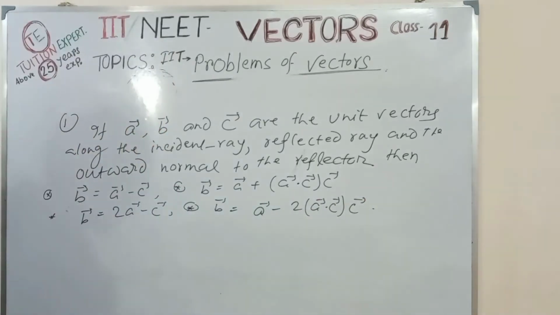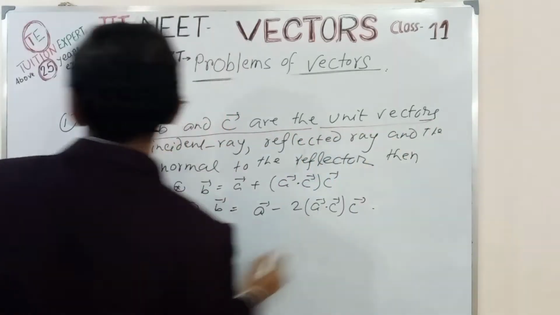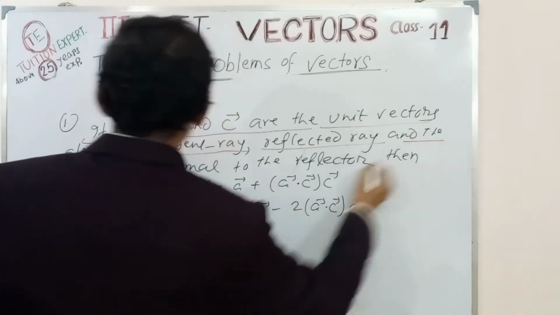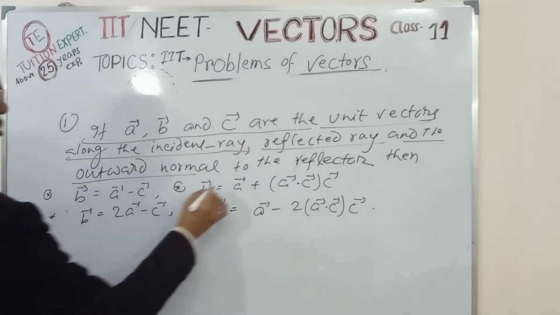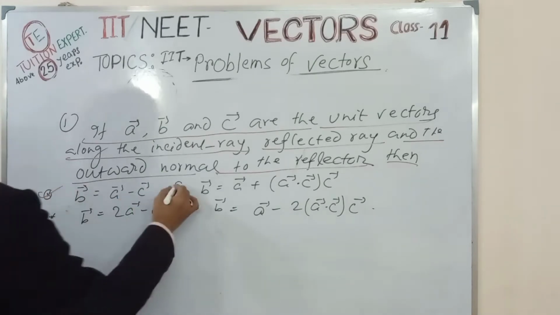This is the question. The first question is: if A, B and C are the unit vectors along the incident ray, reflected ray and the outward normal to the reflector, then which option is correct?